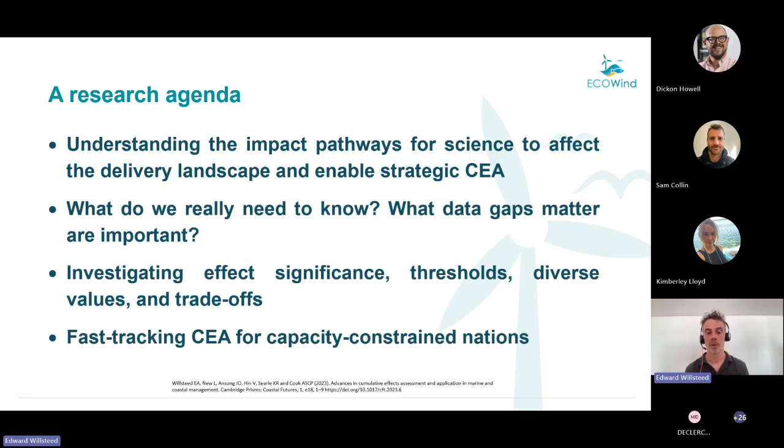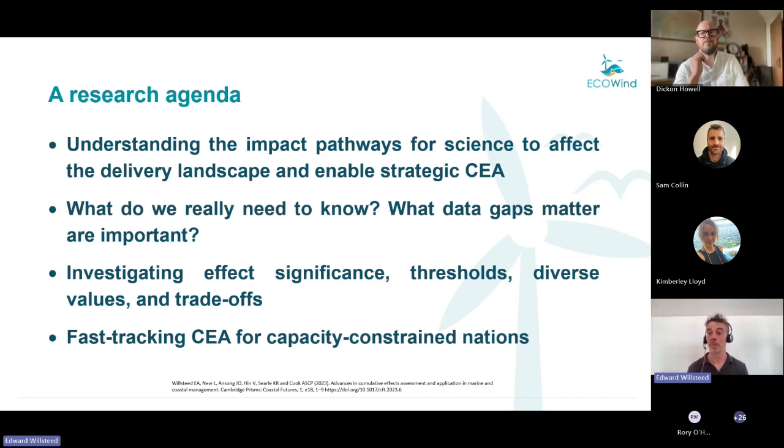And then the final point that I'll just flag here is how can we actually bring some of this science forward for capacity constrained nations? How can we fast track the CEA knowledge that we're accruing in places like the UK, which is making strides here, and enable that for use in other environments where development is apace, but they're capacity constrained?